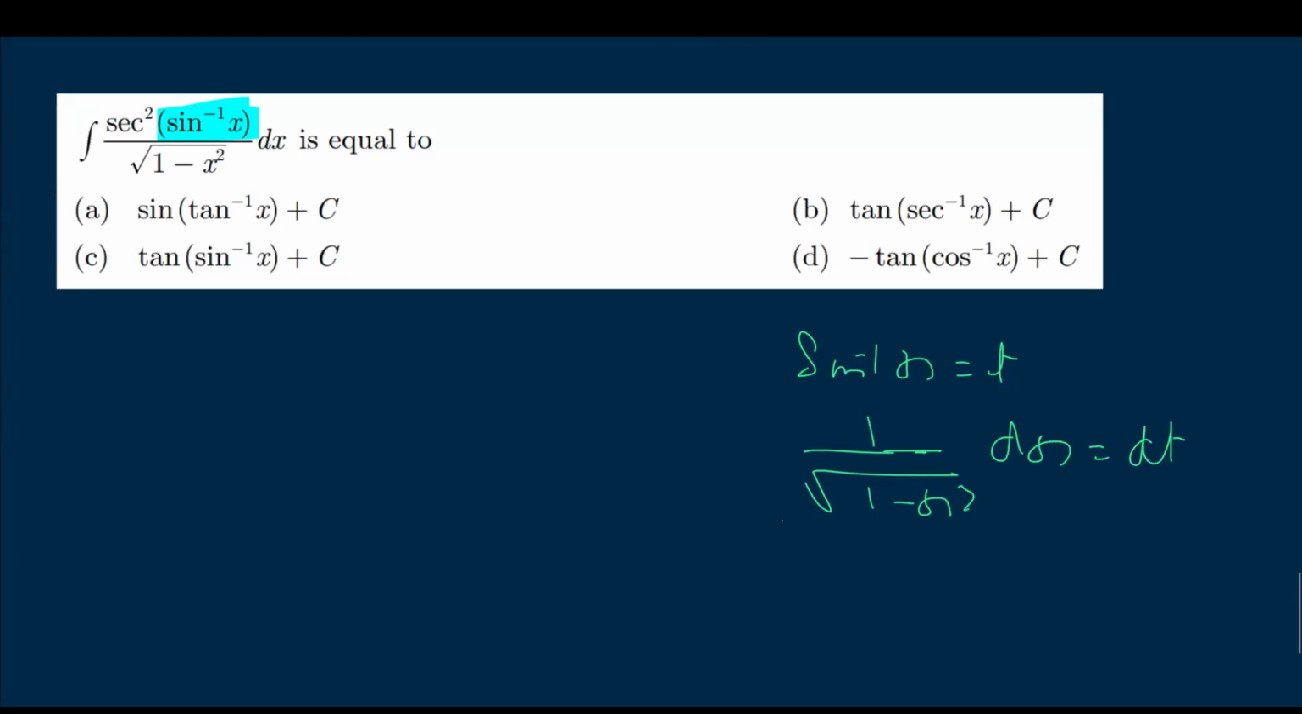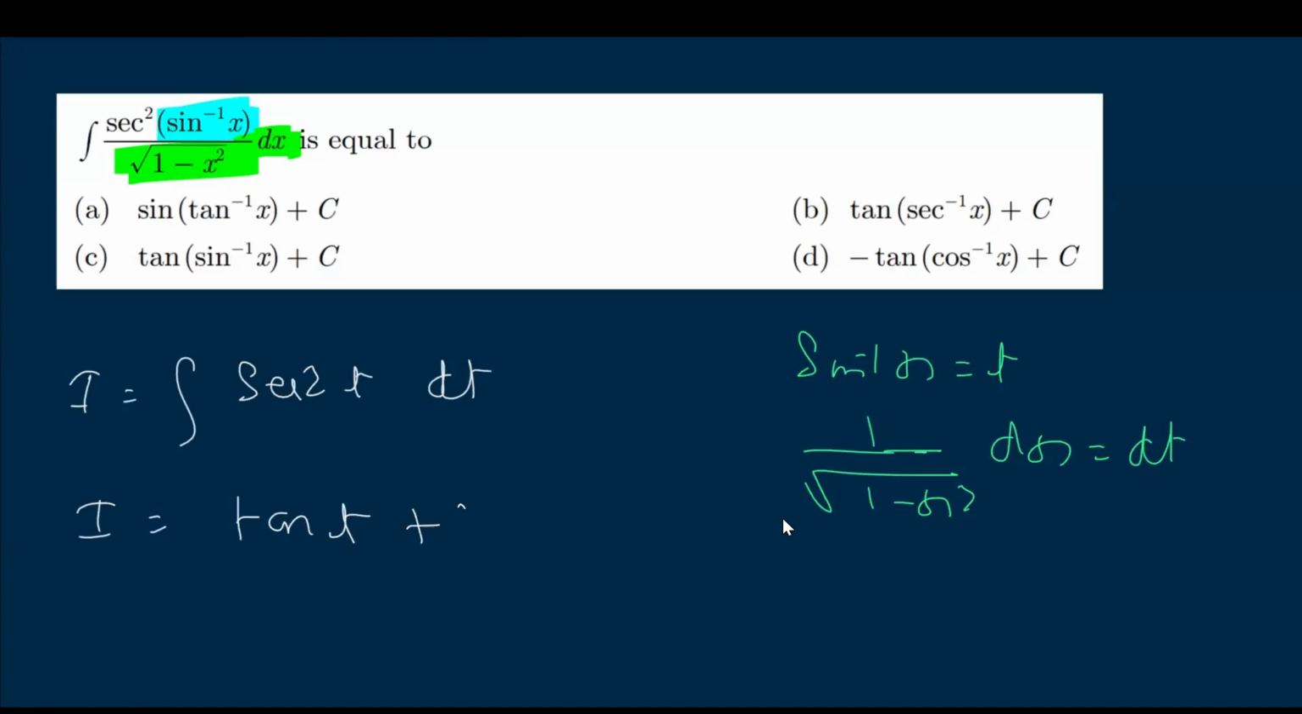Now let's write this as the integration of secant square. I can replace sine inverse x with t, and 1 over under root 1 minus x squared dx can be written as dt. So this is going to be secant square t dt. And for secant square, the integration is tan t plus c. Later we can replace t with sine inverse x, so it is tan of sine inverse x plus c. Yes, so B is the correct option in this case.